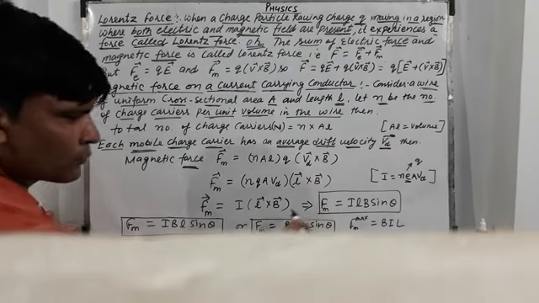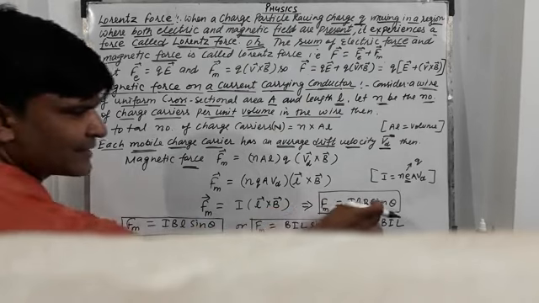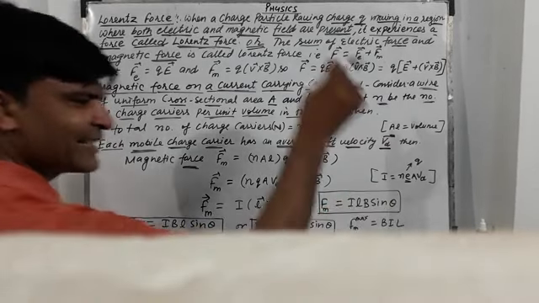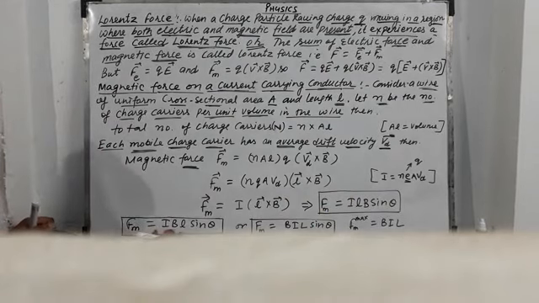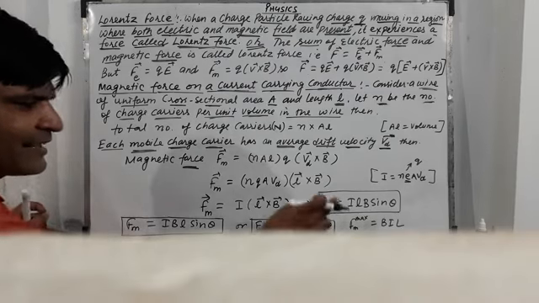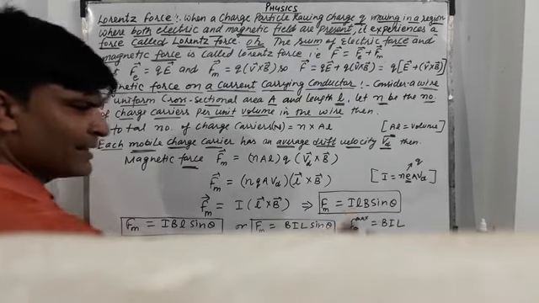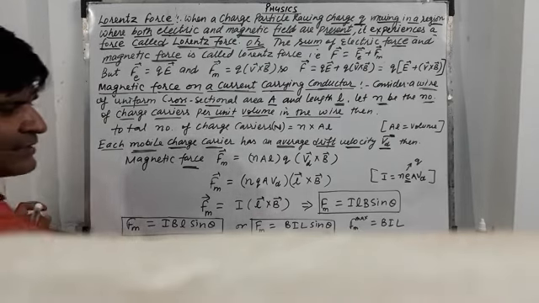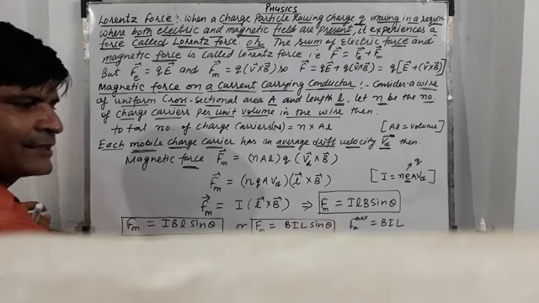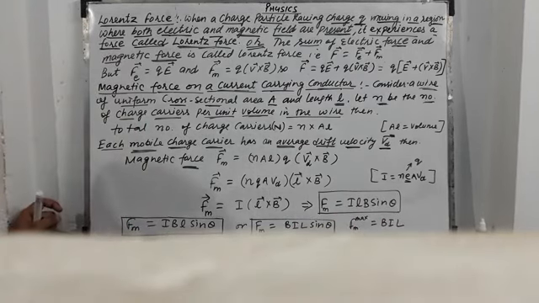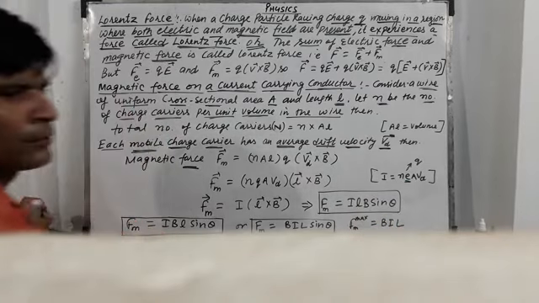In magnitude, as L cross B is LB sin theta, Fm is equal to ILB sin theta. This can be written as IBL sin theta or BIL sin theta. The maximum magnetic force we will get when theta is equal to 90 degrees, that is BIL. This can be read as BIL.